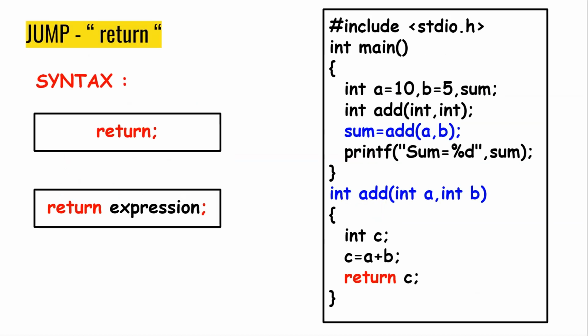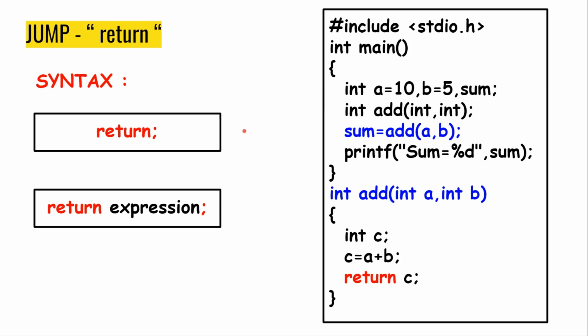Next is the return statement. A return statement terminates the execution of a function and returns the control to the calling function. A return statement is normally used in a subfunction. And when the subfunction is called, it gets executed. Once it is over, with the help of the return statement, it will return back to the calling function.